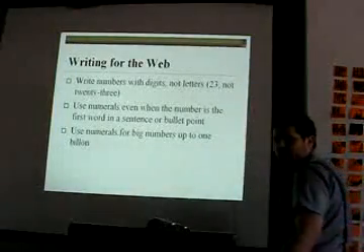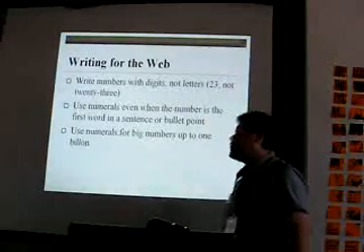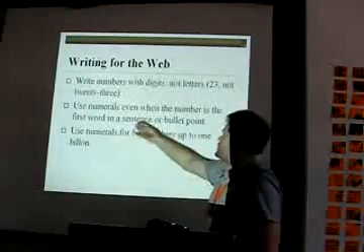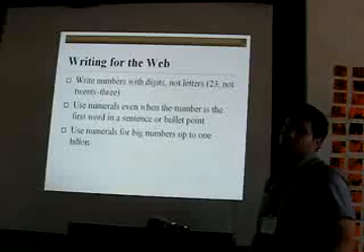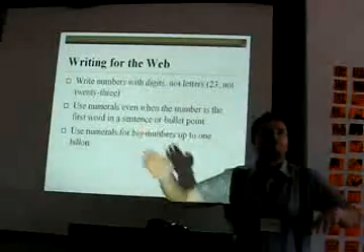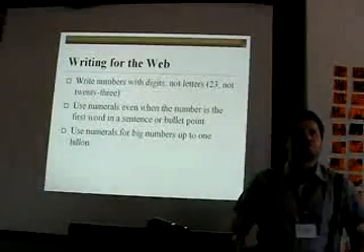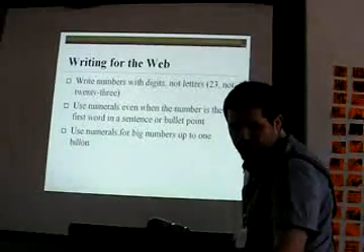But writing for the web means writing numbers with digits, not letters: 23, not twenty-three. Use numerals even when the number is the first word. So "23 students," not "twenty-three students" spelled out. Just stick to the digit numbers.